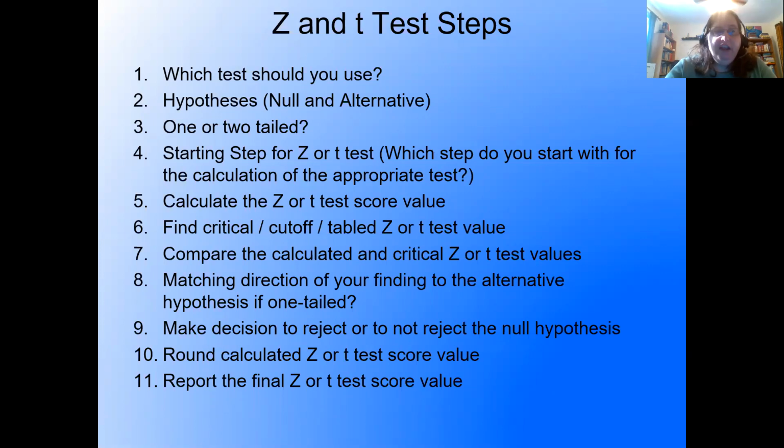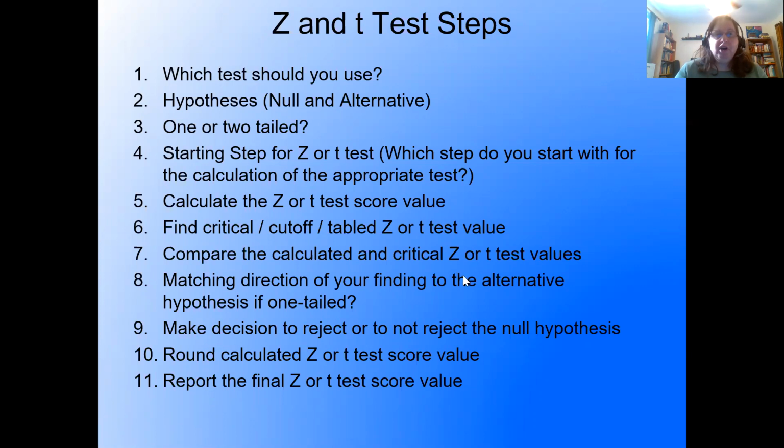Next, if it's one tail, don't forget to match the direction. Is your direction matching? Right? If you predicted higher, did it go higher? If you predicted lower, did it go lower? Okay. Then you can make your decision to reject or not reject the null hypothesis.